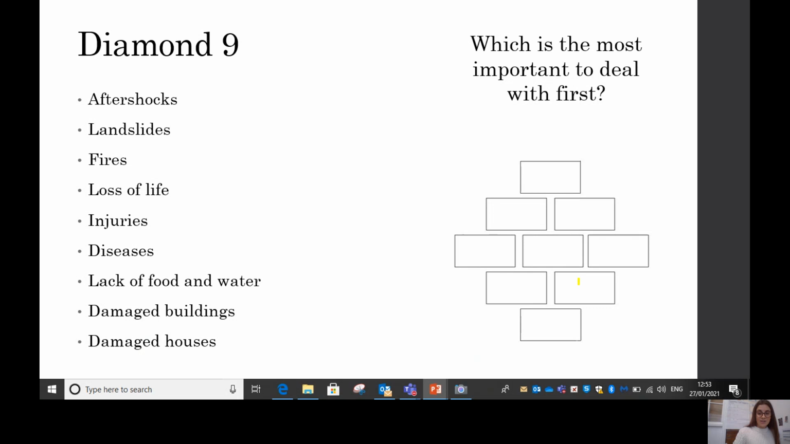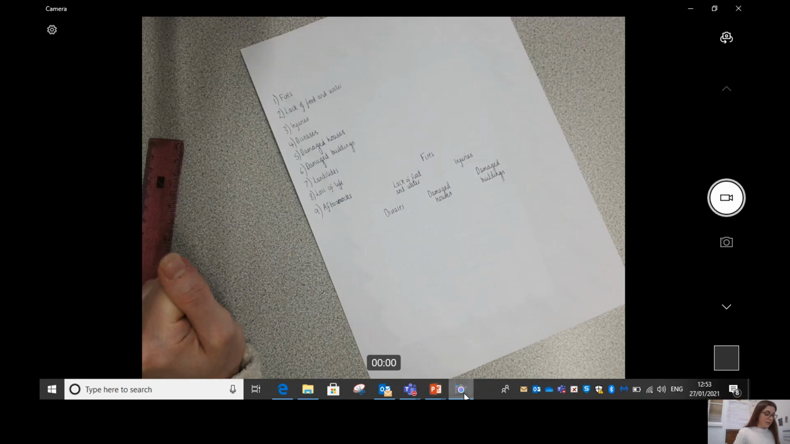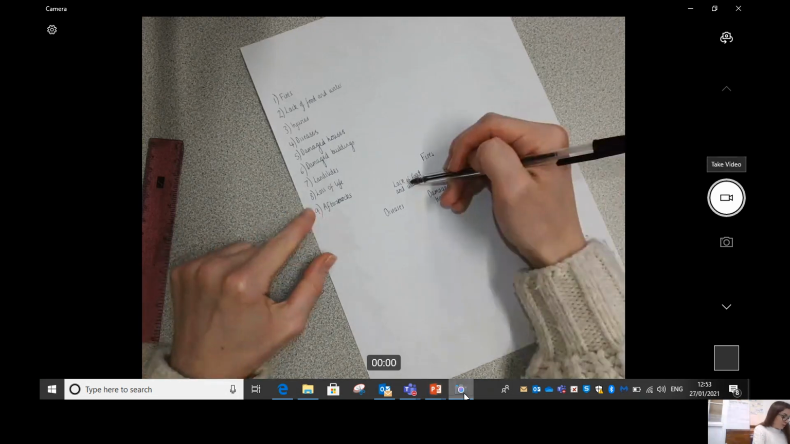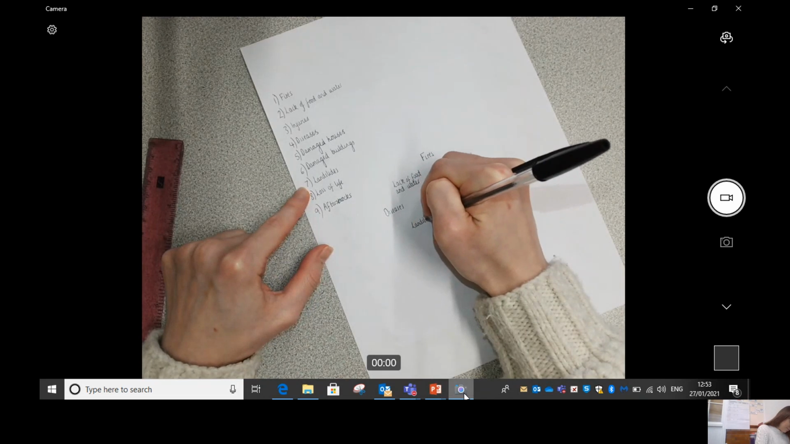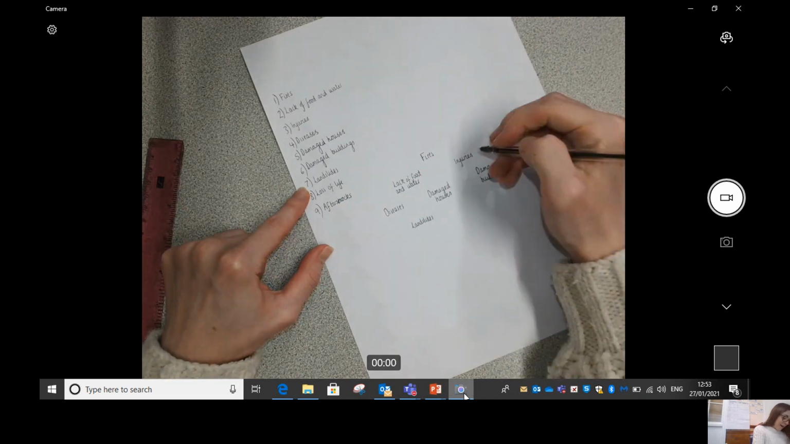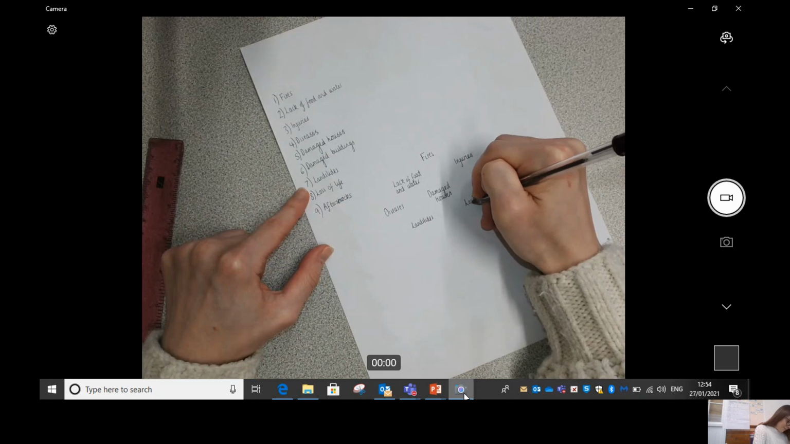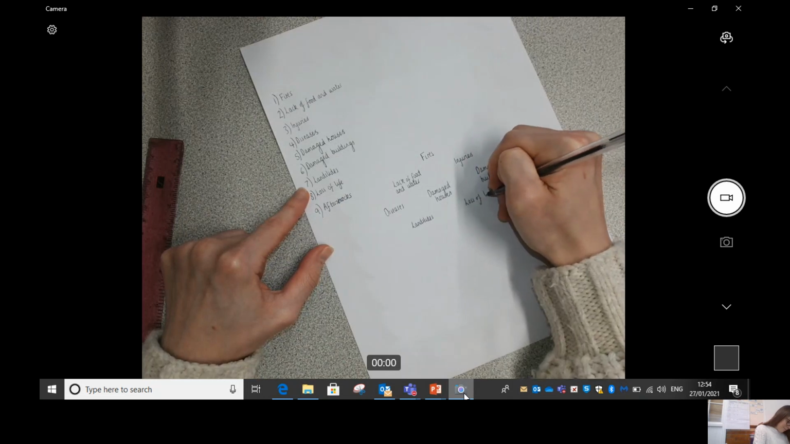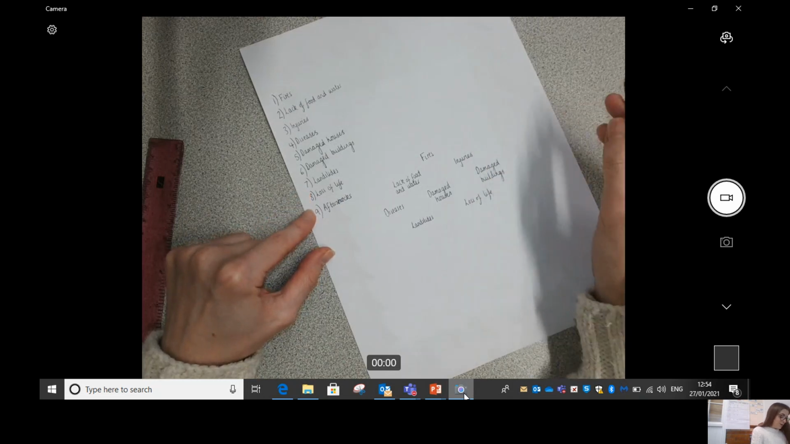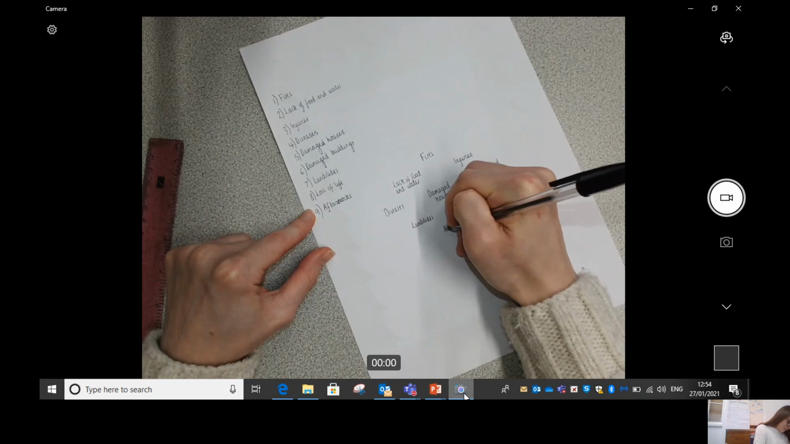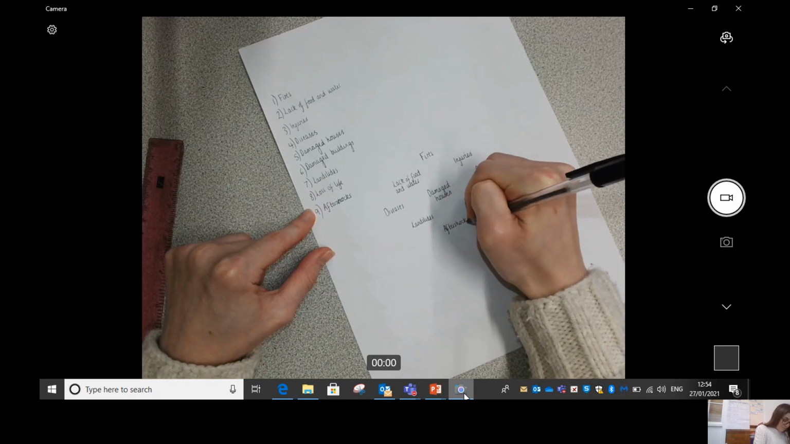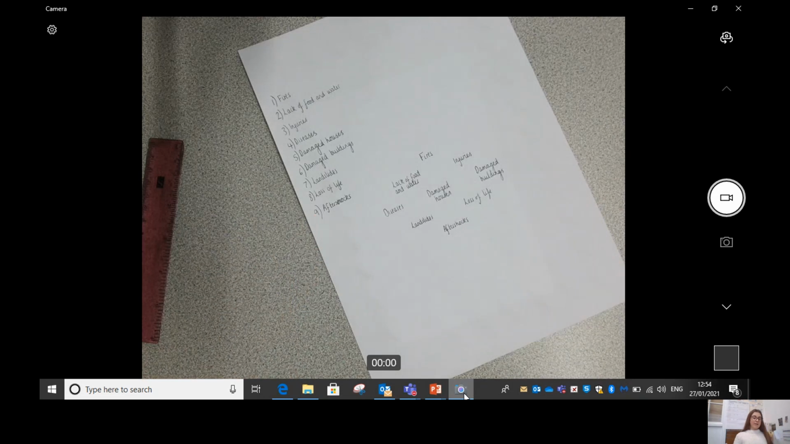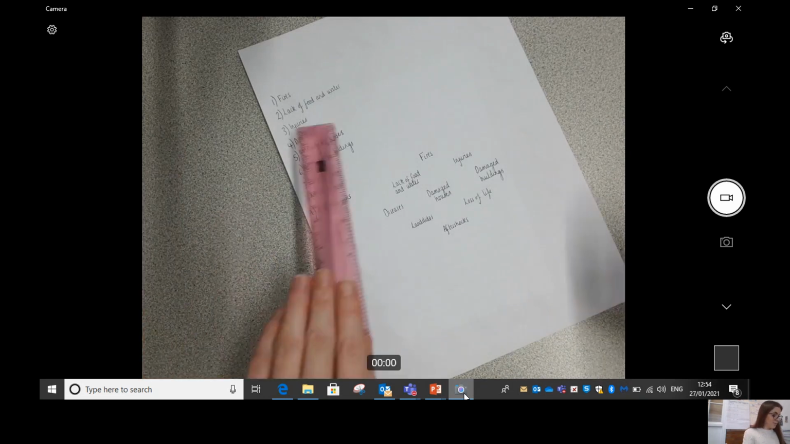Looking at my diagram, I then need to do 7 and 8 as a 2 again. So going to line up roughly with number 2 and 3. So landslides and loss of life. And number 9 is aftershocks. Okay, so I've got my diamond now, and it actually does look like quite a diamond shape.